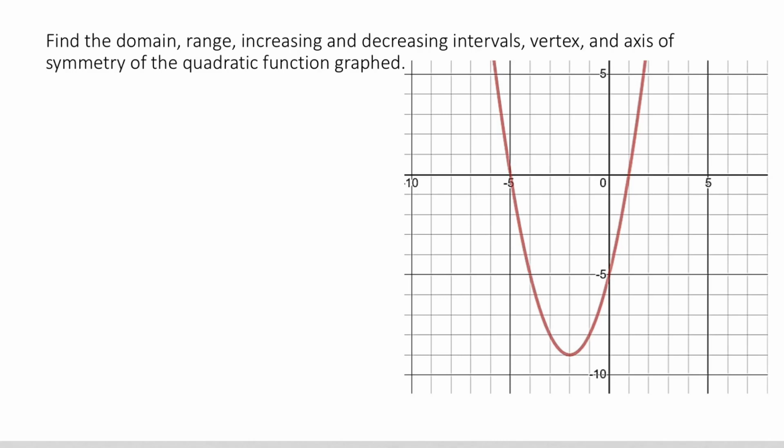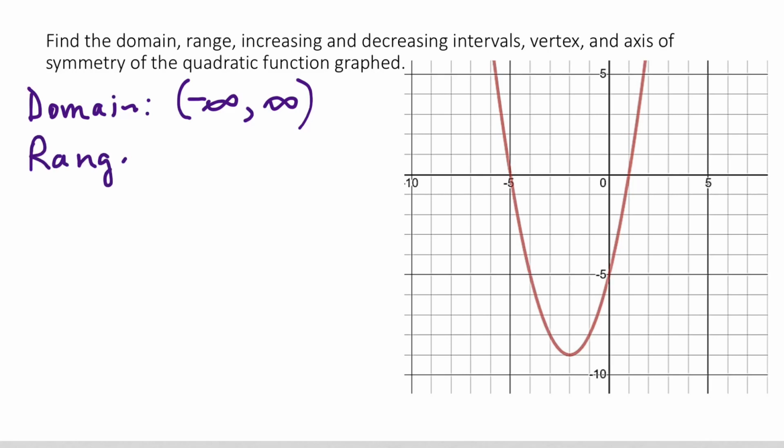All right, let's take a look at this graph here of a quadratic. So let's make a few notes here. The domain of this quadratic, for any quadratic, is always going to be all real numbers. In interval notation, we would write it like that. The range, however, is different. It's got a lowest point, and that lowest point is right here, and we could read it off the graph. It looks to be -9.